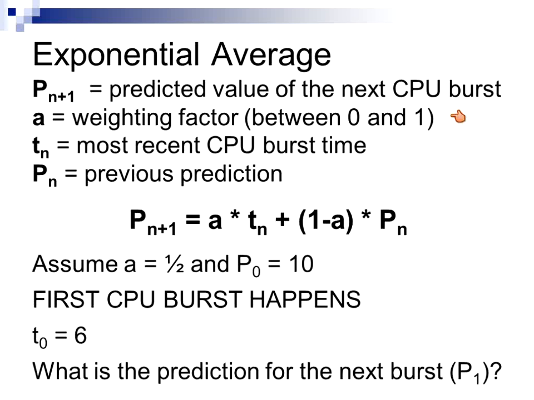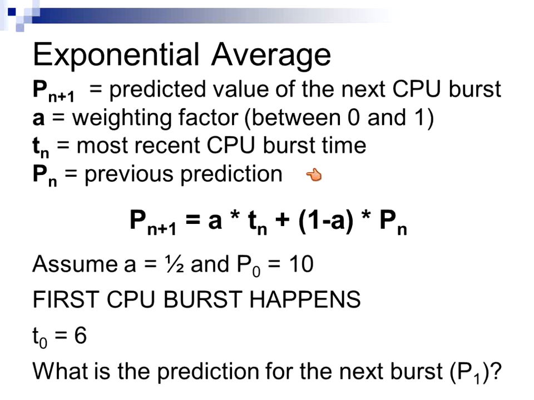We're trying to figure out how long we think each process is going to run. There's a waiting factor, which is between 0 and 1. There's a time, which is the most recent CPU burst time, and then there's the previous prediction. Again, we have these processes coming in a series, one after the other, and we're trying to predict the prediction for the next burst.